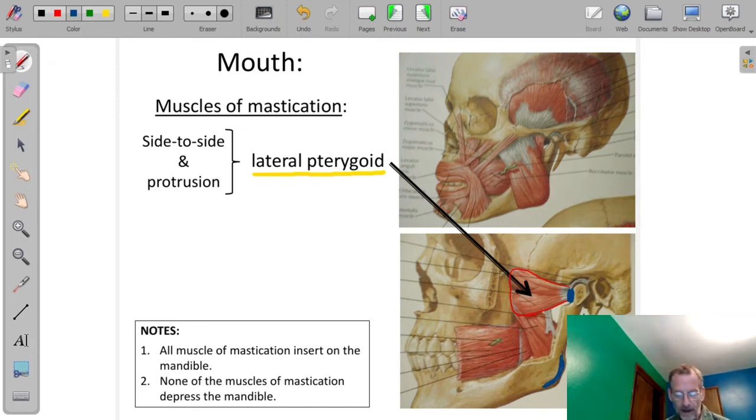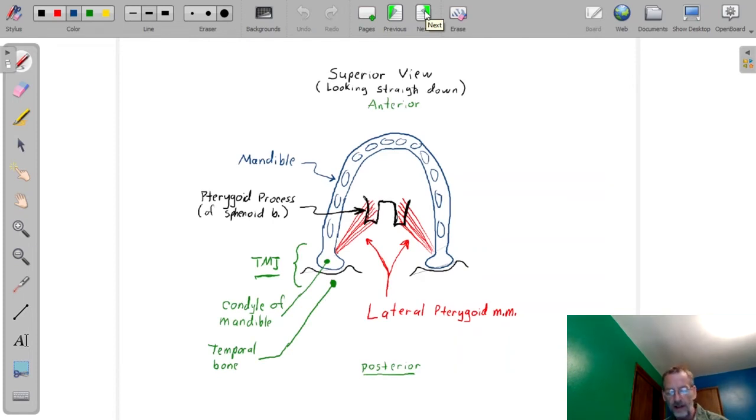So all those muscles are inserting on the mandible somewhere. So that's easy. And none of these muscles of mastication are considered depressors. So none of them are going to lower the mandible. That's another group of muscles. The muscles of mastication are considered those that are basically moving the mandible upward and side to side. So the next slide looks at the action of the lateral pterygoids, because I would like you to understand how they shift the mandible left to right and protrude it.